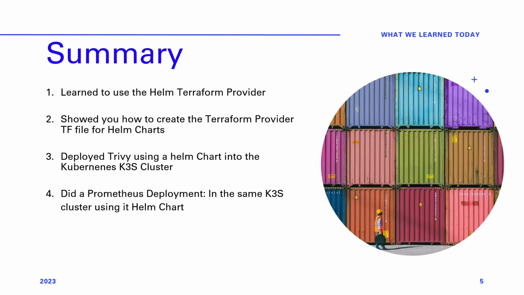Now, let's quickly recap what you've just seen. 1. Deploying Trivy. We took Terraform's Helm Provider and Helm Charts to seamlessly bring Trivy into our K3S cluster. Your support makes it all the more rewarding, and we're thrilled you're here with us. 2. Prometheus deployment. But wait, there's more. We didn't stop there. In that very same K3S cluster, we rolled out Prometheus using Terraform and Helm.